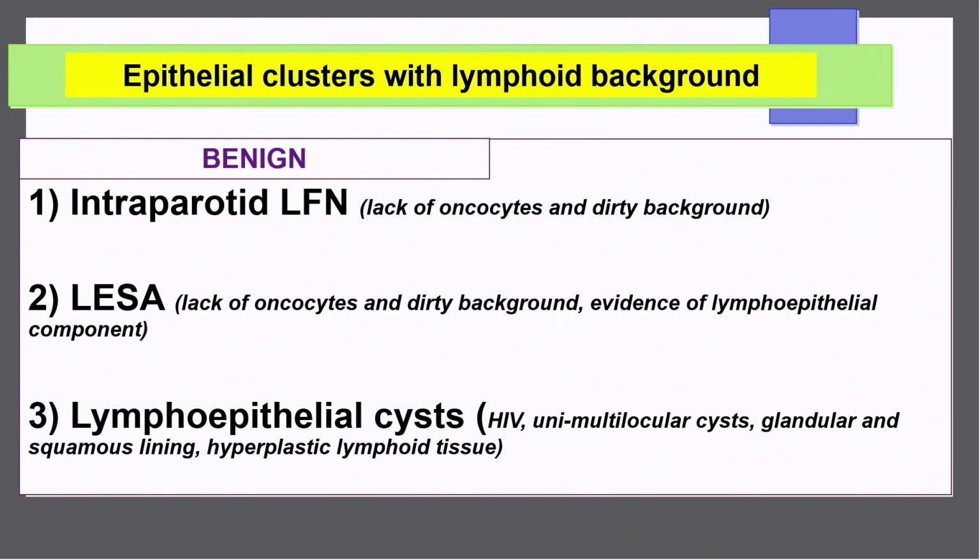Next, the epithelial clusters with a lymphoid background. We might have some benign entities: an intraparotid lymph node, a reactive intraparotid lymph node, lymphoepithelial sialadenitis, in which you have to recognize the lymphoepithelial cluster, so squamoid ductal metaplastic cells intermingled with small lymphocytes, or the lymphoepithelial cyst, in which we have a single or multiple cyst, glandular and squamous lining, hyperplastic lymphoid tissue.